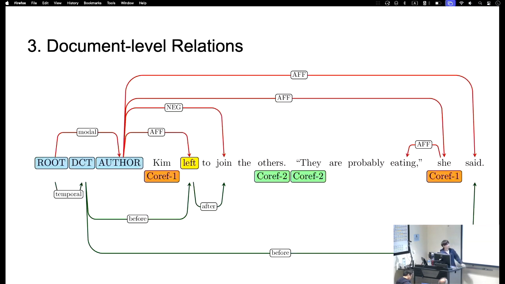But because our model is completely pipeline and modular, where the temporal models and modal models do not communicate with each other, that's not something that we can model. So there are certain clear inherent limitations to this approach.